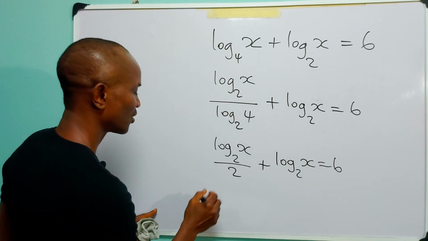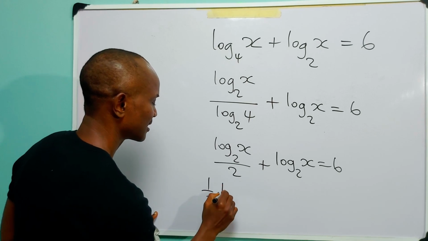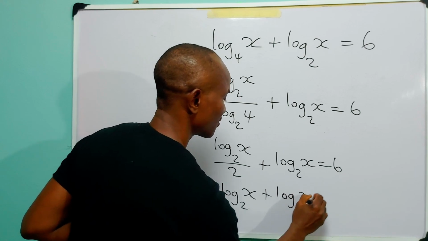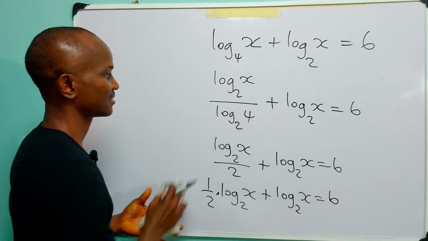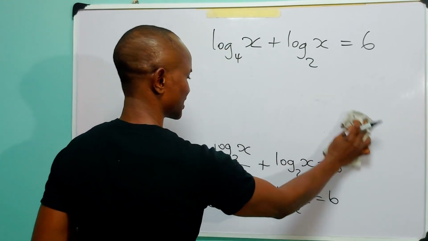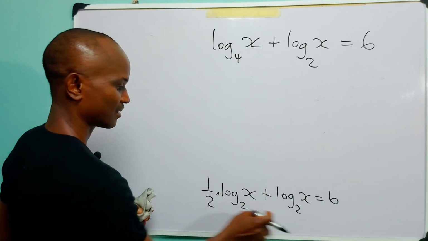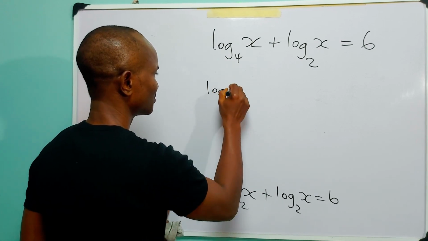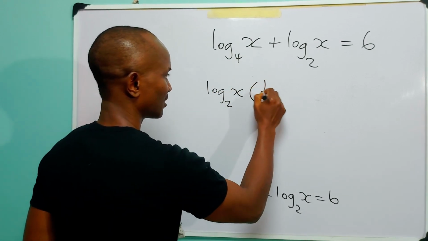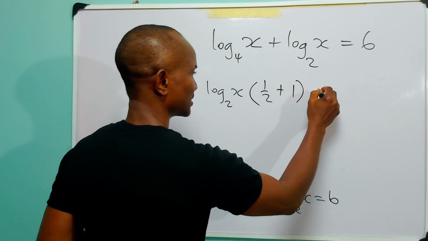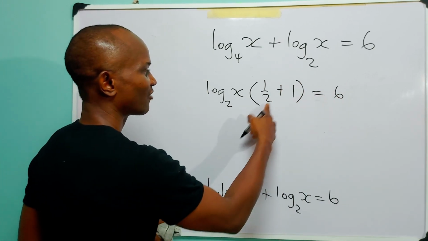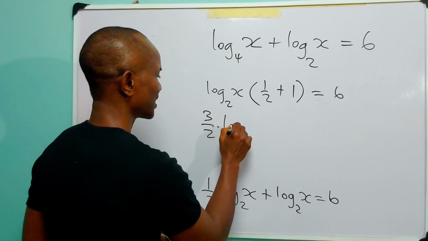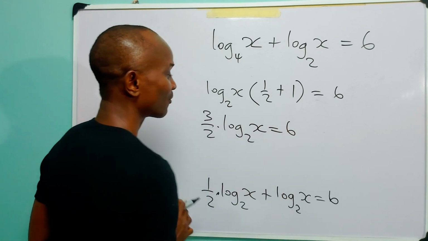So we have log to base 2 of x divided by 2 plus log to base 2 of x is equal to 6. Or this can be written as half times log to base 2 of x plus log to base 2 of x is equal to 6. Now we have log to base 2 of x in both terms, so we can factor that out. So we have that log to base 2 of x into half plus 1 is equal to 6. Now half plus 1 is equal to 3 over 2. So we have that 3 over 2 multiplied by log to base 2 of x is equal to 6.